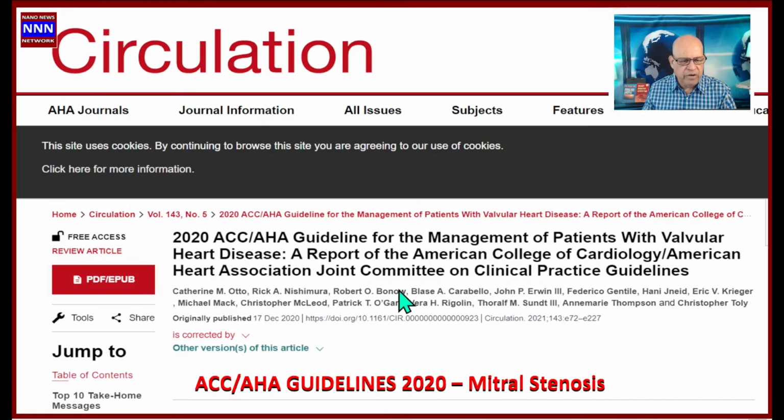So this is based on the 2020 ACC AHA guidelines published in Circulation. You can get a free copy of this by just Googling the title, and I would strongly recommend downloading the PDF copy and reading through the entire process. It covers all the different valves, like aortic stenosis, aortic regurgitation, tricuspid regurgitation, mitral regurgitation. I have already prepared a presentation on mitral regurgitation. You can watch that one. There's a separate presentation on aortic stenosis, which is a very comprehensive coverage of aortic stenosis guidelines. And this presentation is on mitral stenosis.